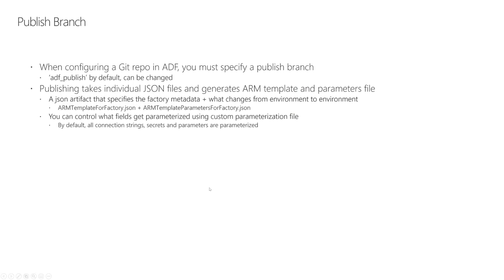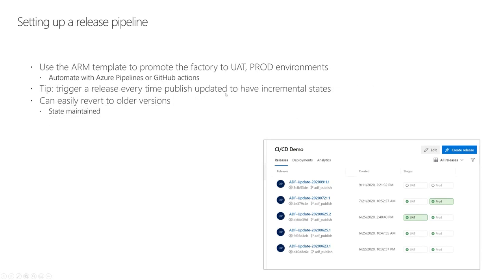I mentioned this earlier as well, when we talk about the fact that when you create your initial Git integration with Data Factory, you now have the ability to rename the publish branch, which by default is called ADF_publish, but you can change the name however you want. And again, remember what publishing does is it takes all of our assets and deploys them to the Data Factory execution environment.